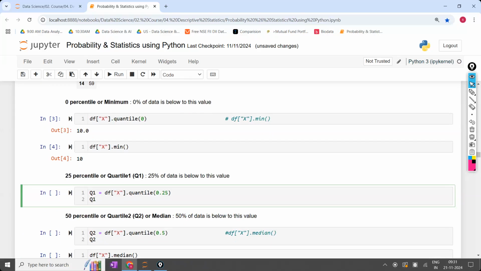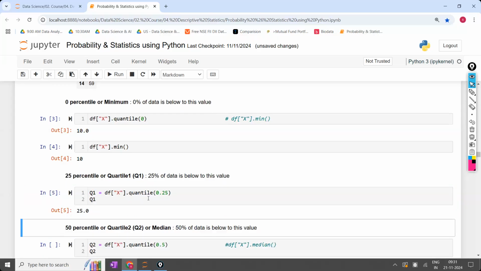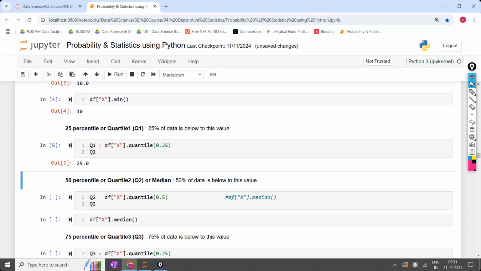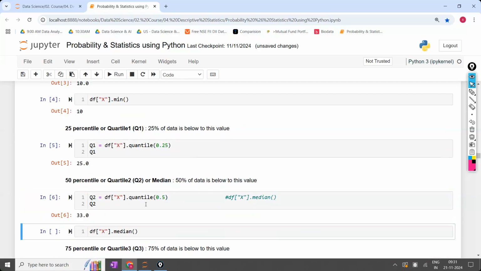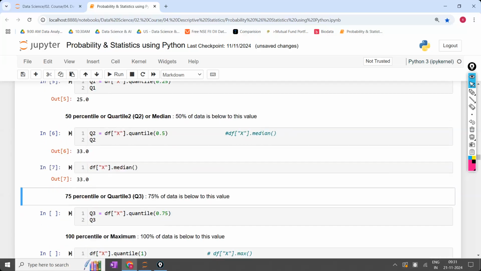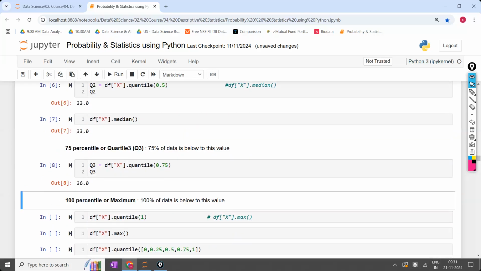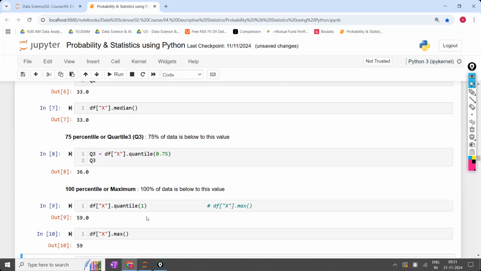Similarly, 25 percentile means df of x dot quantile 0.25. It is going to give you the 25 percentile value in the given data set. Next, 50 percentile: if you want the 50 percentile, use 0.5. 0.5 will give you the 50 percentile, which is also called the median. Next, for the 75 percentile, use 0.75. And similarly, for the 100 percentile we write 1, which is the maximum value in the given data.